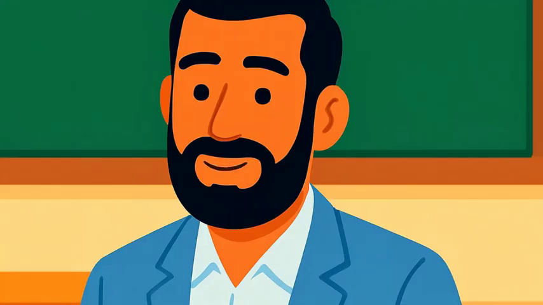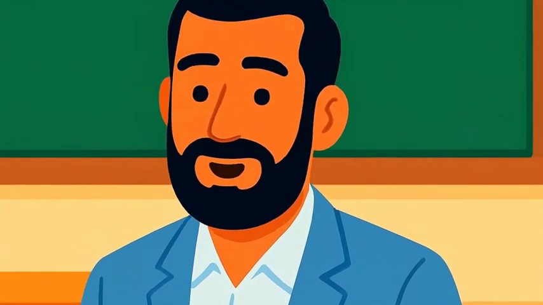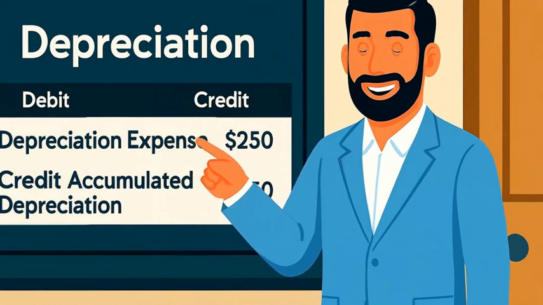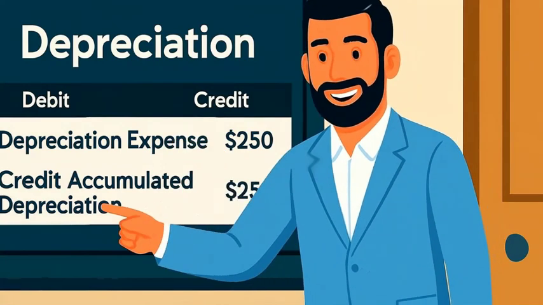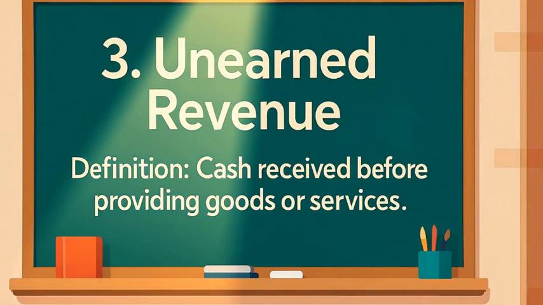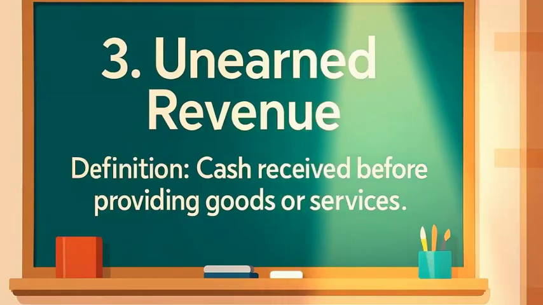Second, depreciation is spreading the cost of an asset over its useful life. Example: equipment costs $12,000 and lasts 4 years. Depreciation: $12,000 over 48 months, $250 per month. Debit depreciation expense $250. Credit accumulated depreciation $250.